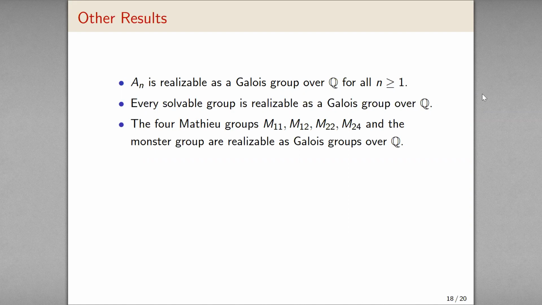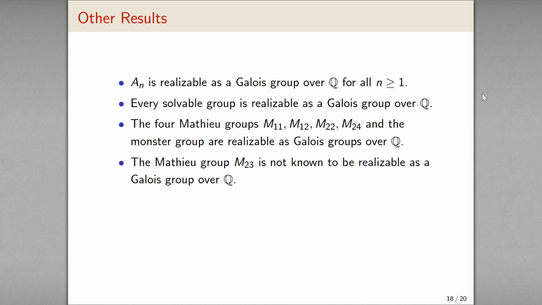And it's known that the 4 Mathieu groups that you see on the board and the monster group are realizable as Galois groups over Q. Generally, when proving that these sporadic groups are realizable as Galois groups, something called the rigidity method is used. And the main idea behind this method is that one first shows that the group is realizable as a Galois group over the rational functions over C, and then sort of moves down to show that it's realizable as a Galois group over the rational functions over the algebraic closure of Q. And then finally moves down once again to show that it's realizable as a Galois group over the rational functions over Q.